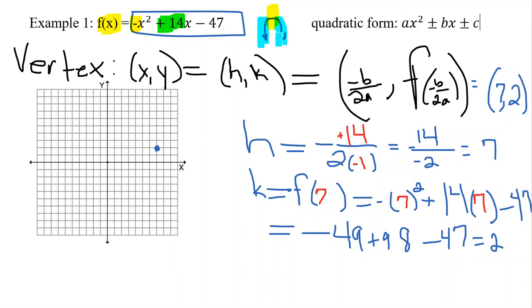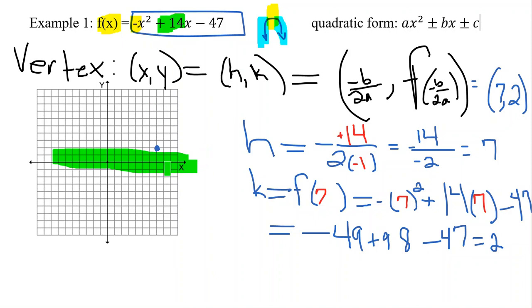Well, we said it opens downward. So if it opens downward, we know it's going to cross the x-axis. If it opened upward, we wouldn't have any x-intercepts, right? But in this case it opens downward because a is negative. So now we need to figure out where it crosses the x-axis.